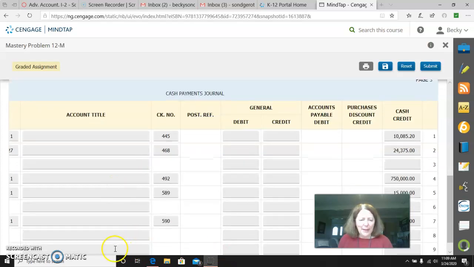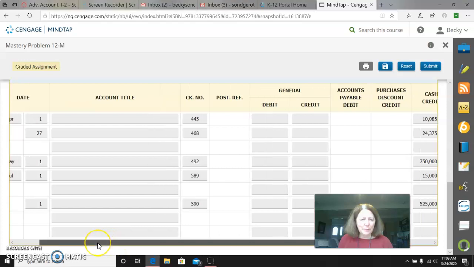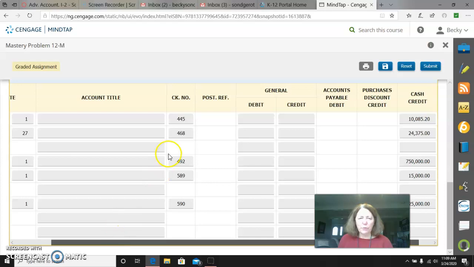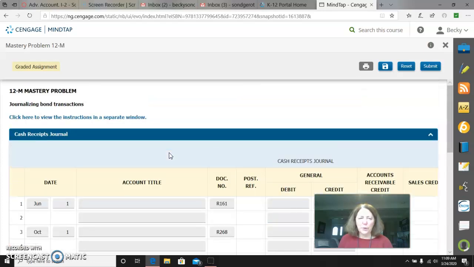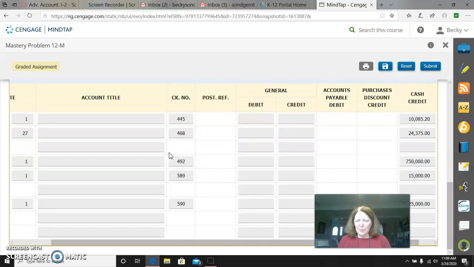I went ahead and already put in dates and check numbers and my cash debits and credits in both of my journals, both the receipts and payments journal, just to try to speed things up a little. So I'm going to go through relatively fast and I'll tell you the calculations that I made for each. So let's start on April 1st.